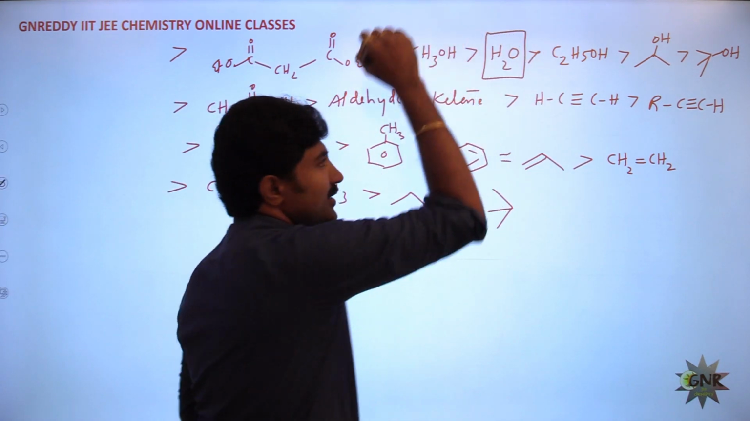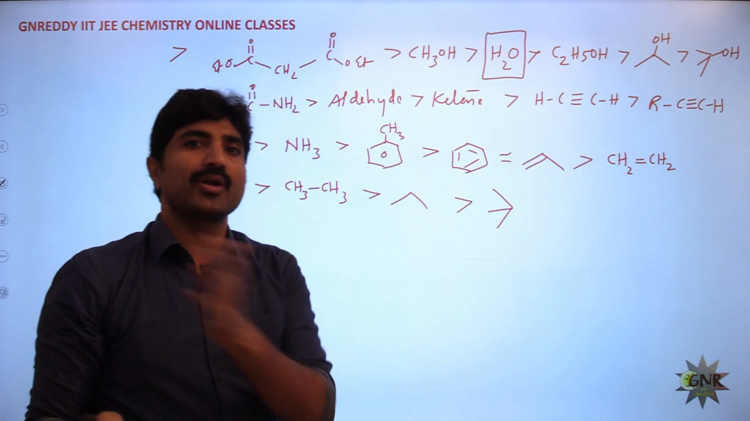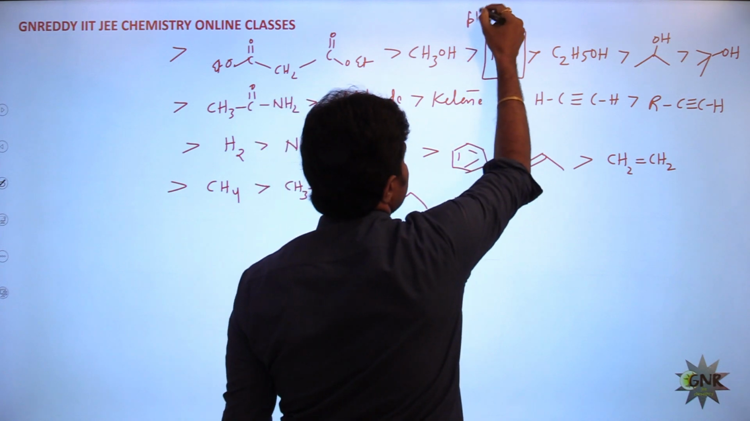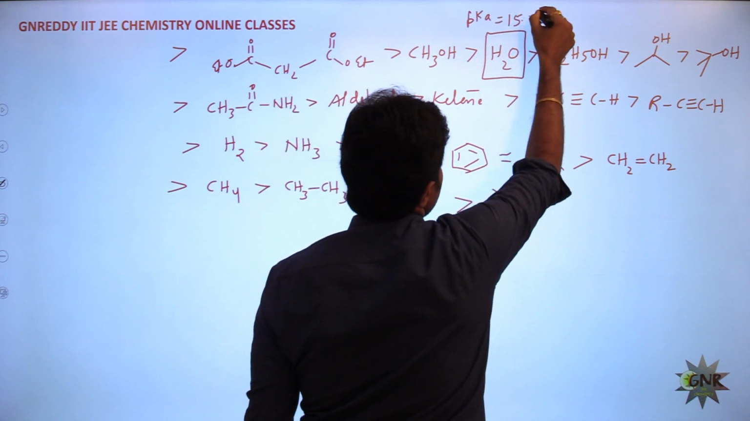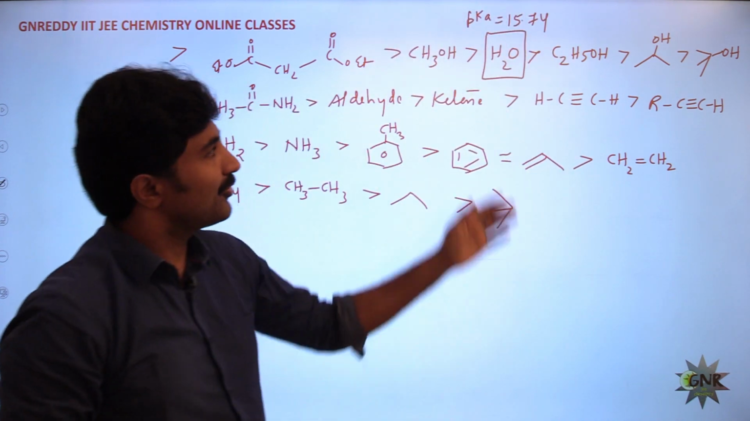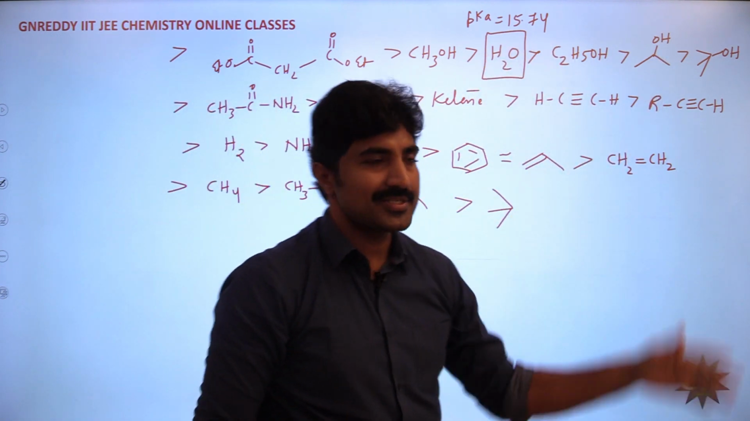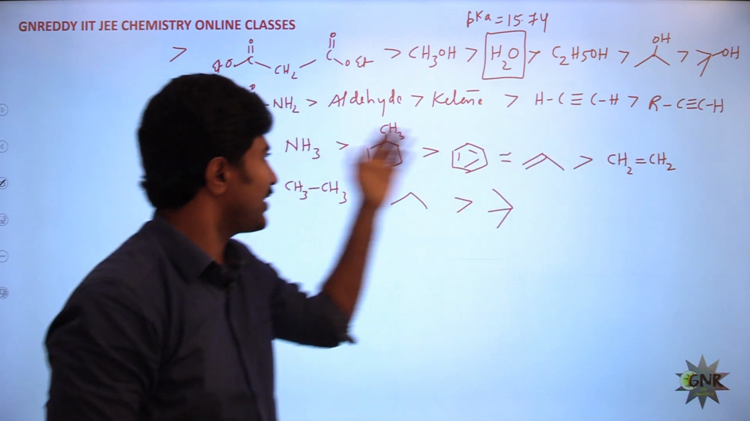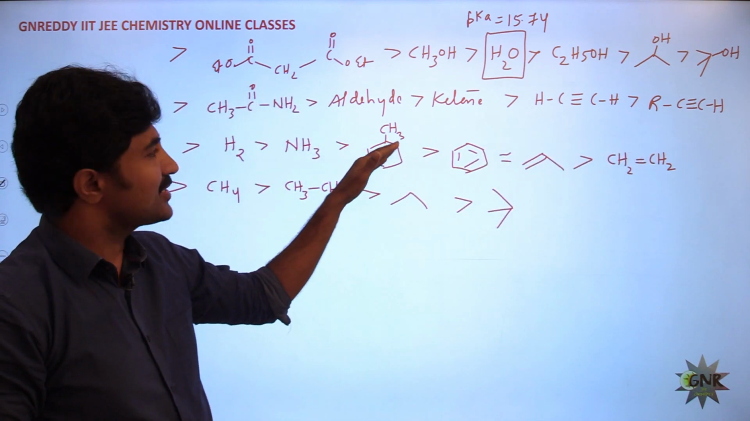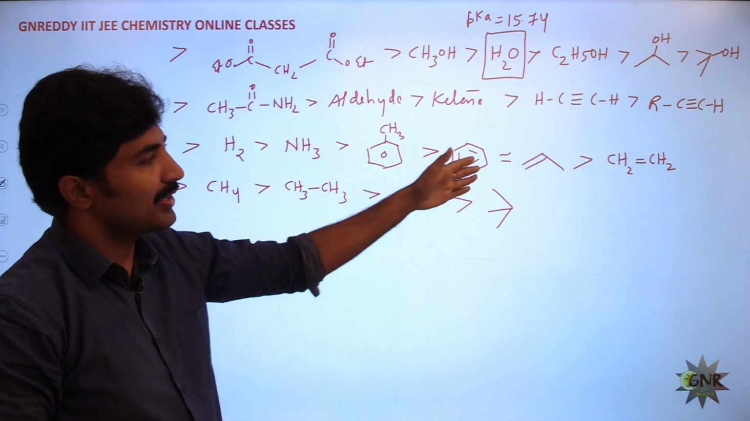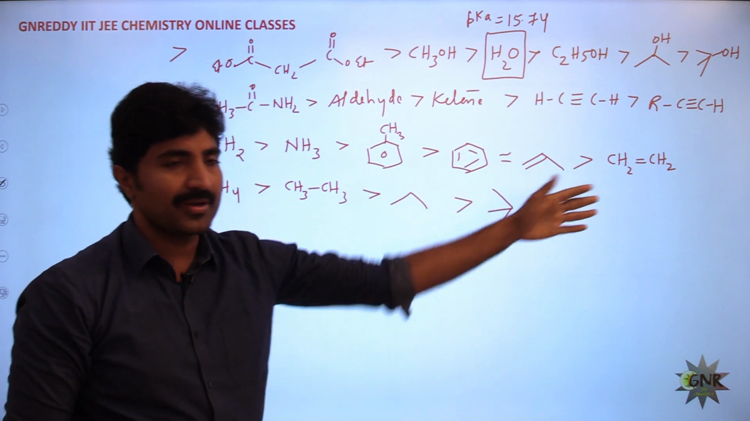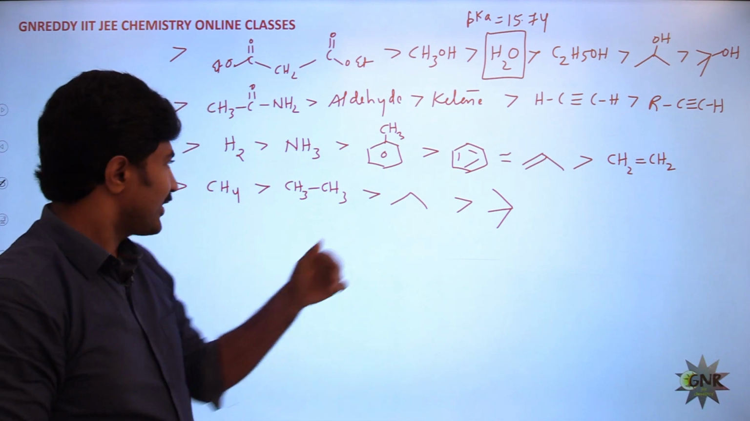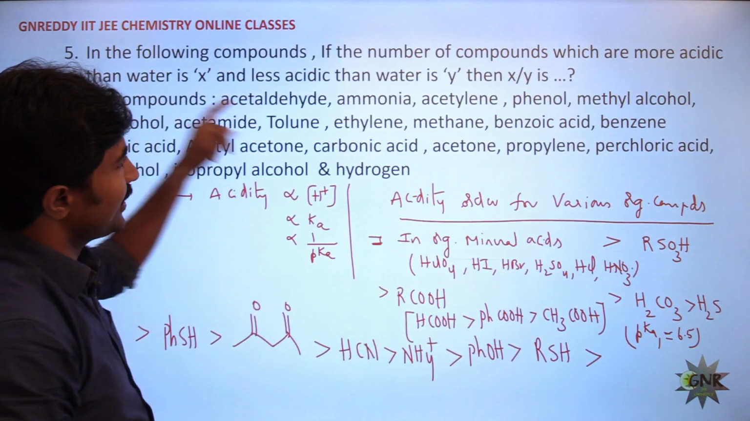Our question is, compared to H2O, which are more acidic and which are less acidic. The pKa of water is 15.74. Compared to water, these all are less acidic: alcohols, then amide, aldehyde, ketone, then alkynes, hydrogen, ammonia, and benzyl carbanion related, that is toluene, benzene. Then allyl and alkene, and finally alkanes are the least acidic. According to this, you can understand.